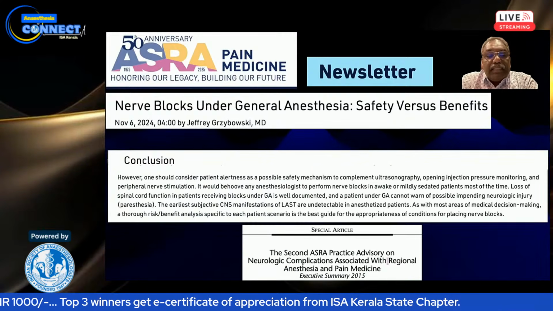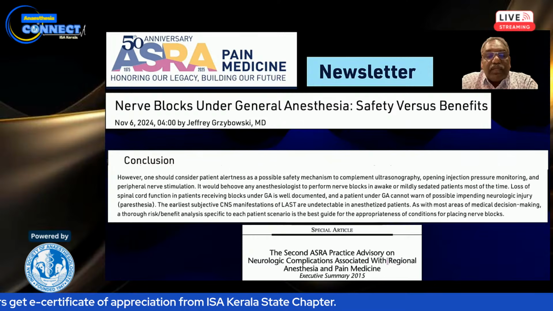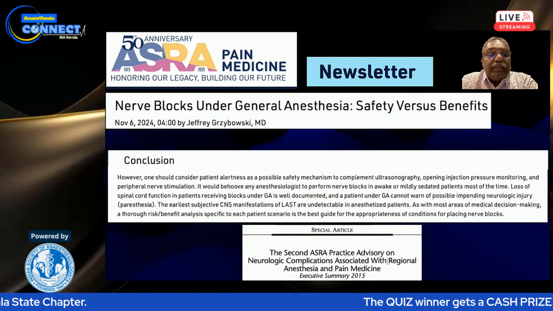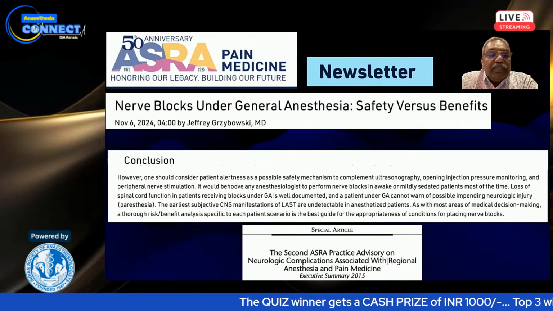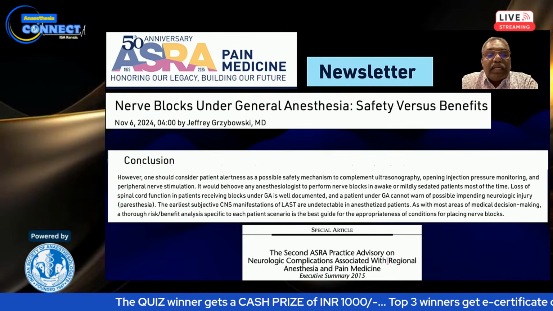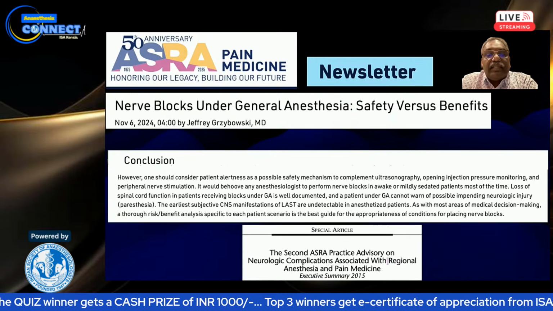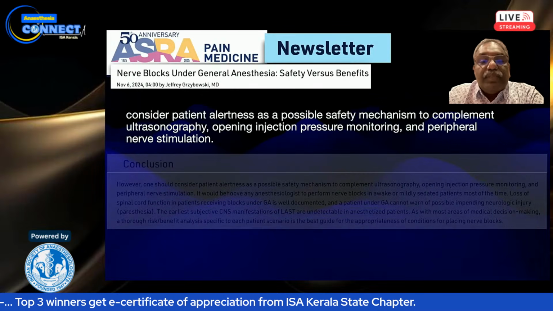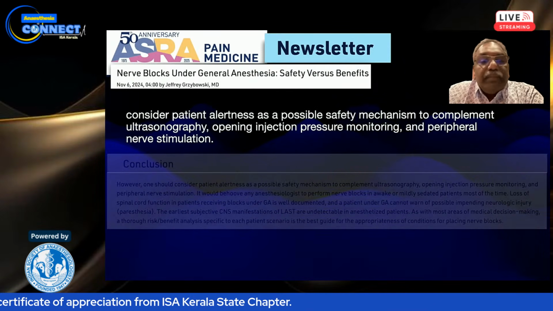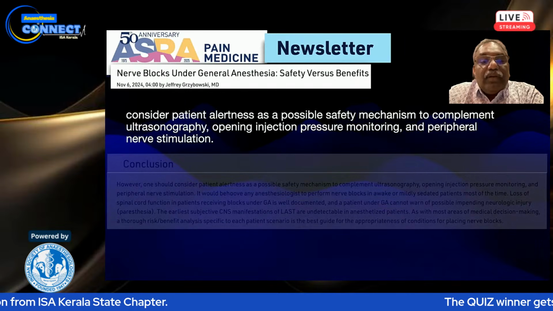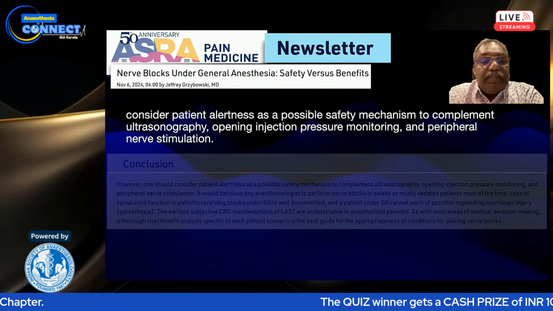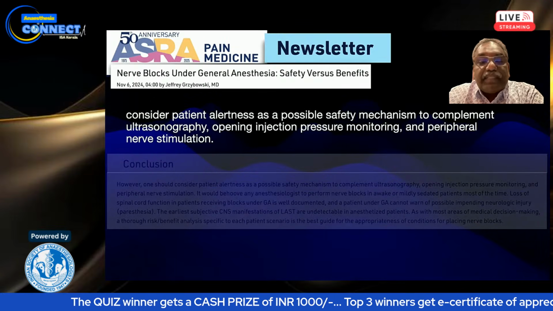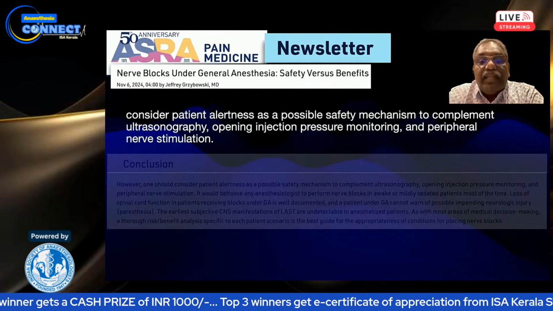This is the second ASRA practice advisory from 2015, and the latest newsletter from 2024 is on nerve blocks under general anesthesia, safety versus benefits, and these are the conclusions there. Consider patient alertness as a possible safety mechanism to complement ultrasonography, opening injection pressure monitoring, and peripheral nerve stimulation. Remember, ultrasonography, injection pressure monitoring and peripheral nerve stimulation are highly recommended.